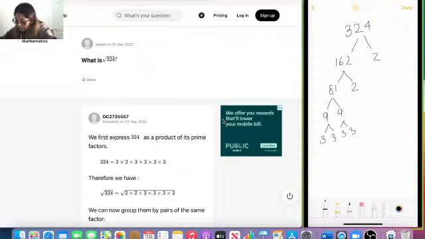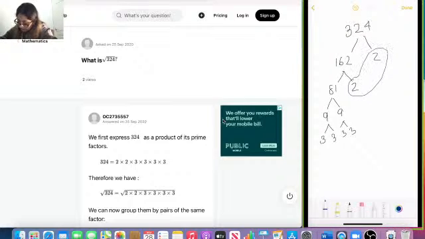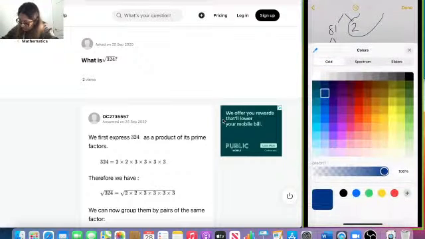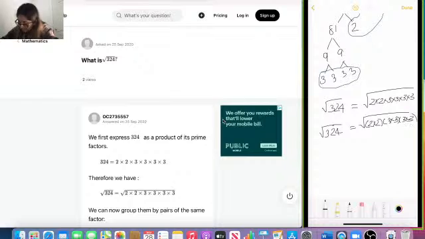So as you can see, these 2's and these four 3's are our lowest prime factors of 324, and so we can express this as root 324 is the same thing as 2 times 2 times 3 times 3 times 3 times 3, right? And if we group this together, we have 2 times 2, and we have 3 times 3, 3 times 3.